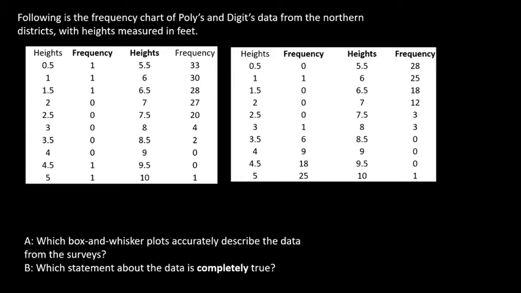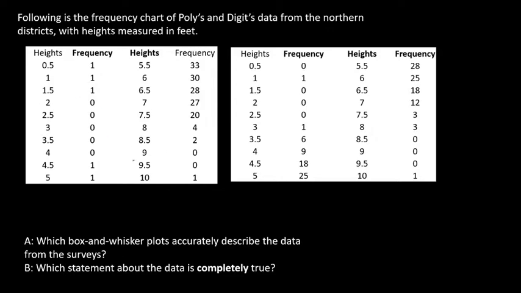Let's take a look at project 6 from Algebra 2B. This is part 2 of the project. So we're continuing with Pauli and Digit's height measurement data. It says following is the frequency chart of Pauli and Digit's data from the Northern Districts with height measured in feet. We need to figure out which box and whisker plot accurately describes the data from the surveys and which statement about the data is completely true.